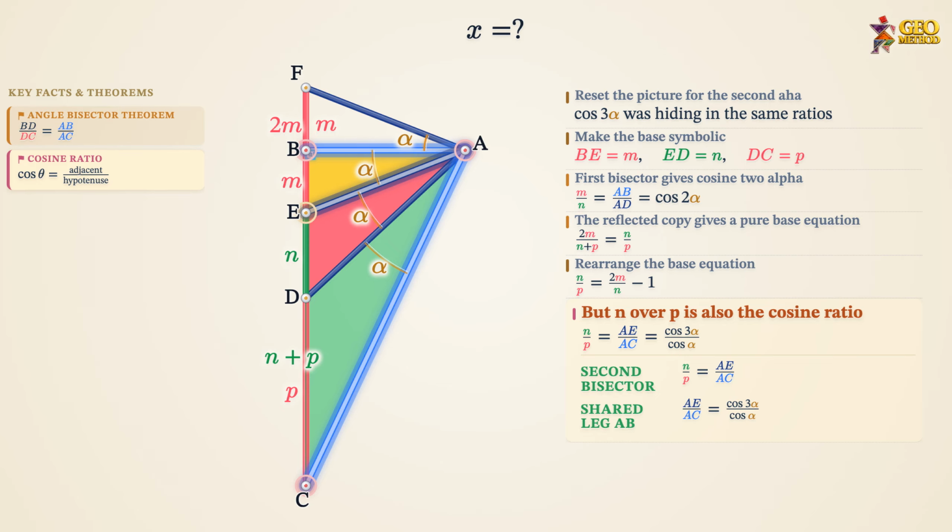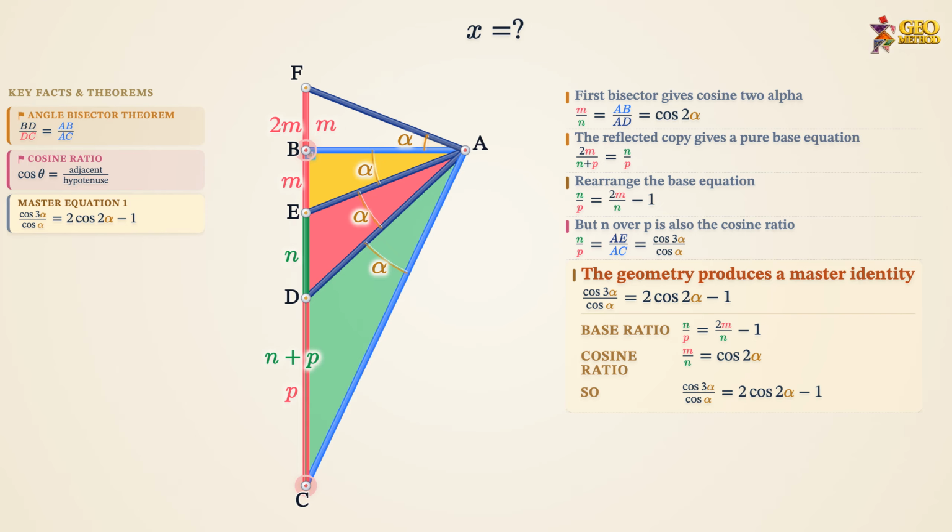The second bisector says n over p equals AE over AC. And the shared leg right triangles say AE over AC is cosine 3 alpha over cosine alpha. Now replace the two base ratios. Since n over p is cosine 3 alpha over cosine alpha, and m over n is cosine 2 alpha, the geometry gives cosine 3 alpha over cosine alpha equals 2 cosine 2 alpha minus 1.